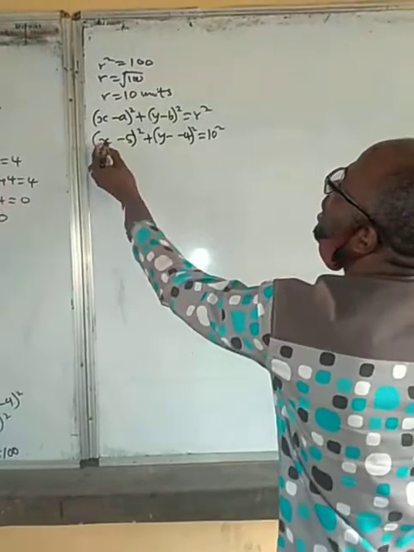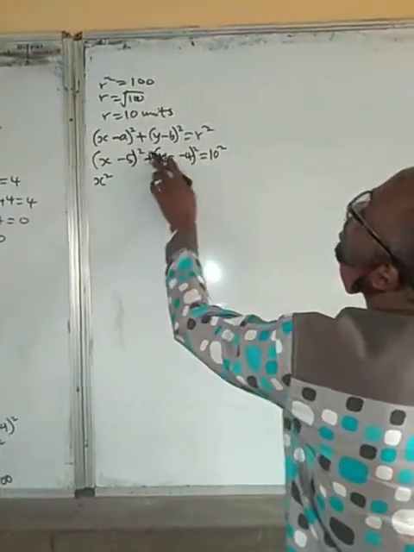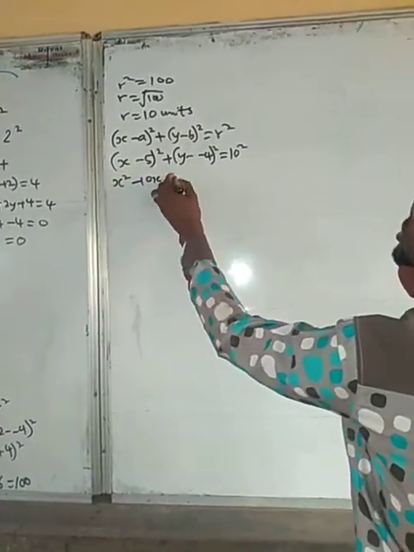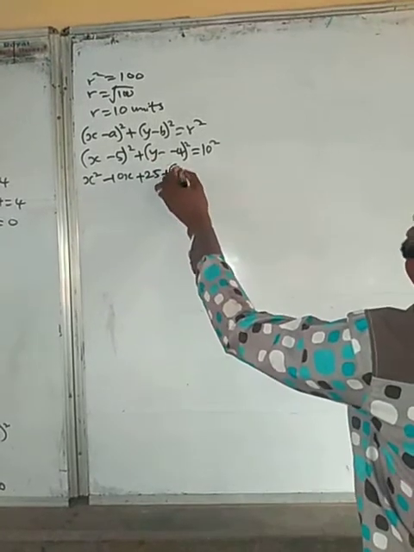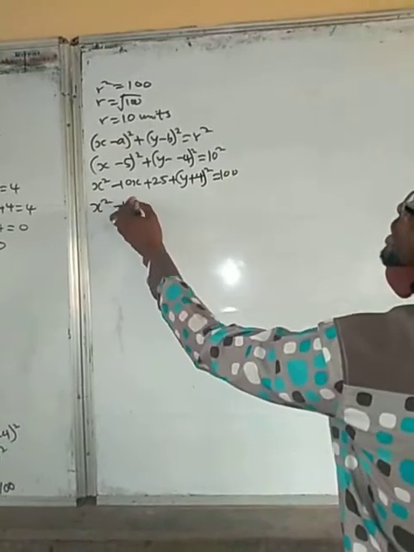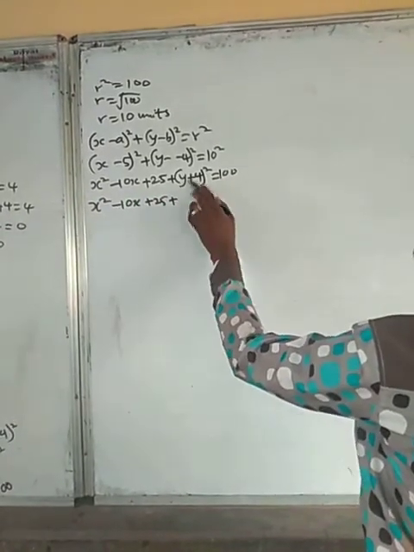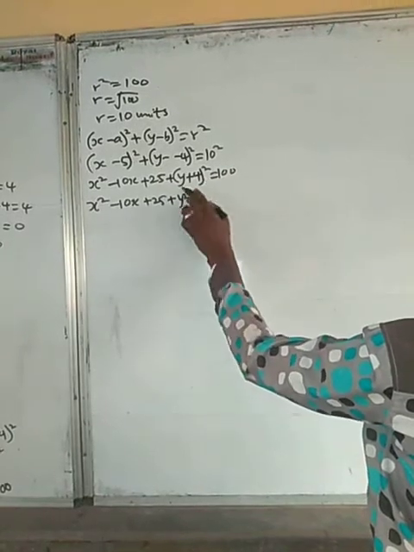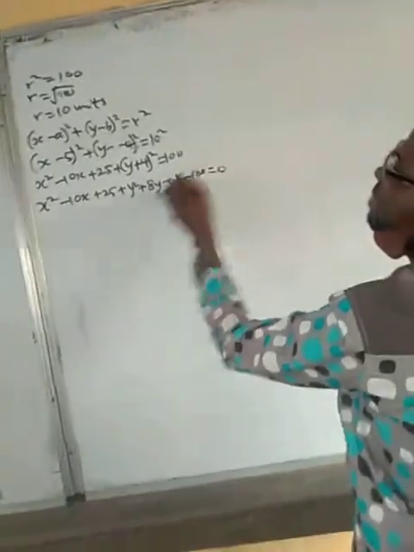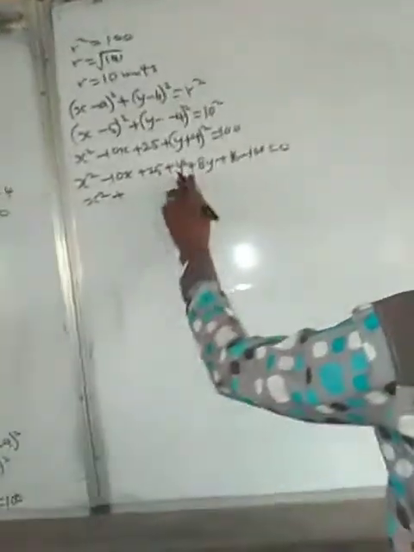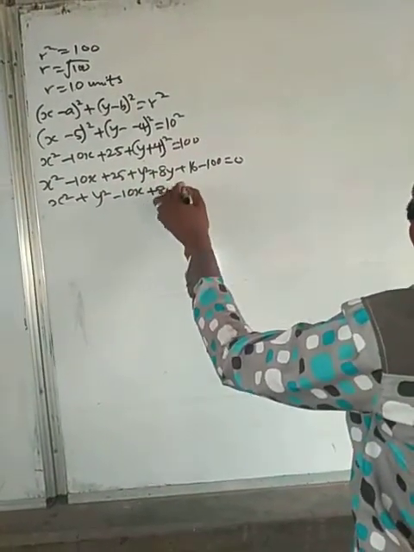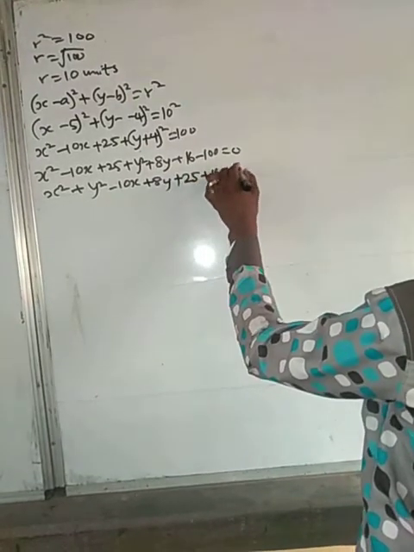So when you expand this, we have x squared, a short method of expansion: 2 times minus 5 times x is minus 10x, minus 5 squared will give you plus 25, plus (y plus 4) all squared, minus 100 is 0. So x squared minus 10x plus 25 plus y squared plus 2 times 4 times y, that's 8y, plus 4 squared, that's 16, minus 100 is 0. So x squared plus y squared minus 10x plus 8y plus 25 plus 16 minus 100 is 0.